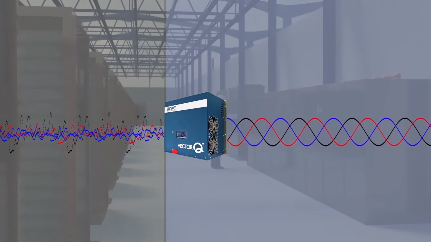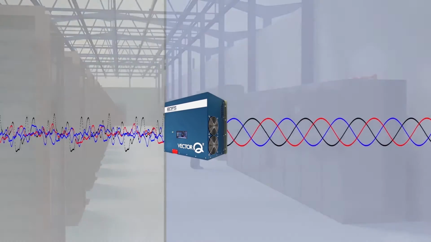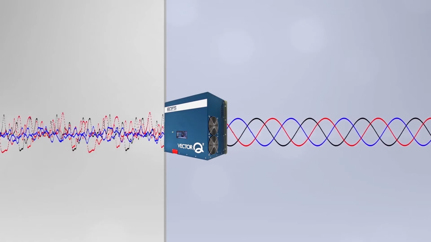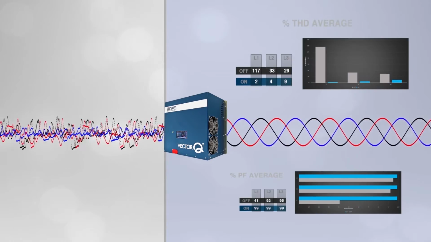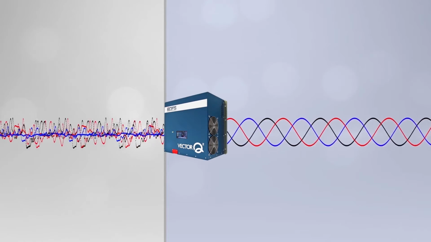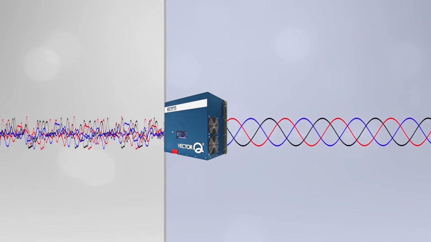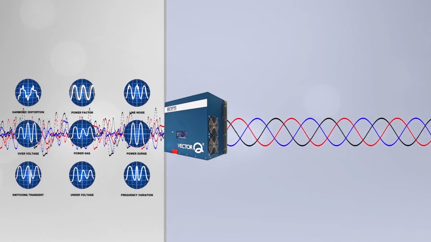The Vector Q2 power controller dynamically corrects electricity and eliminates virtually all distortions with the same effectiveness as demonstrated in this video with power factor and harmonics. This includes voltage sags and swells, frequency deviation, ground or neutral currents, noise and resonance, and others.